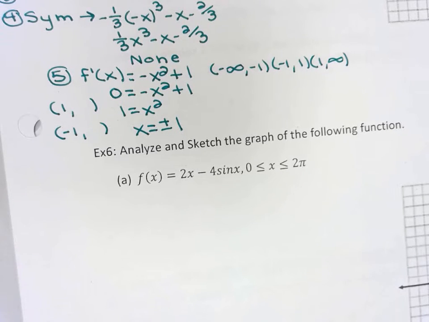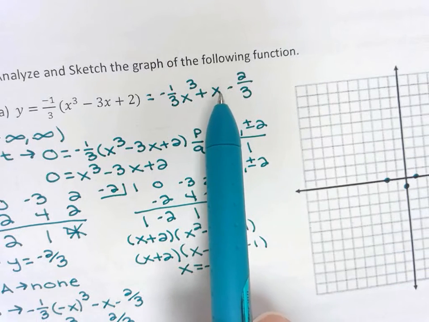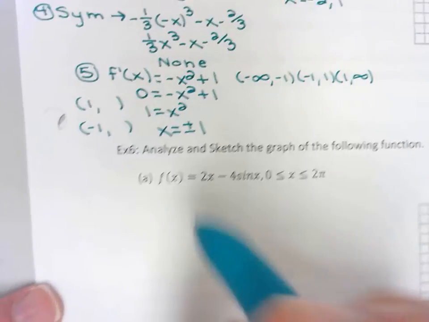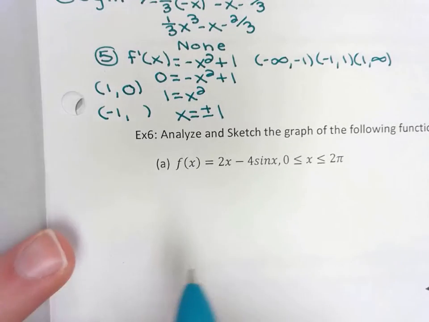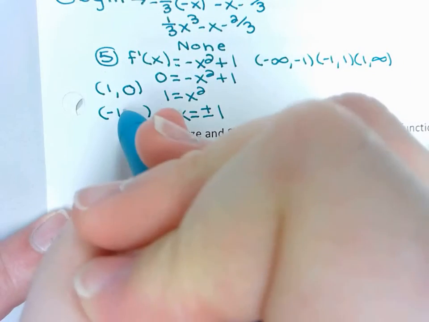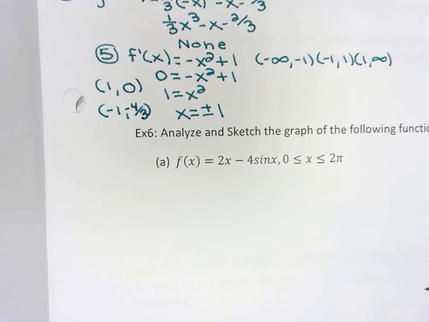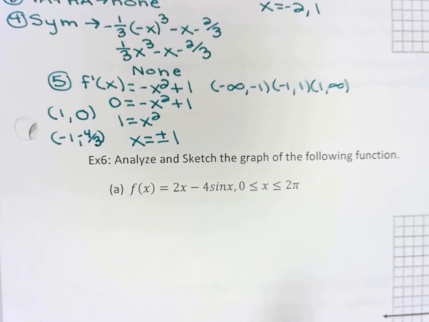If I plug a 1 into the original, I will get -1/3 plus 1, which is 2/3 minus 2/3, which is 0. So 1, 0. I could also guess because that's an x-intercept, so I know my y value had to be 0. And if I plug in a -1, I will get back -4/3. I'm not going to go through the work with you for time's sake, but you plug in a -1 into the original, and that's what you'll get. So make sure you get actual ordered pairs for your critical points.